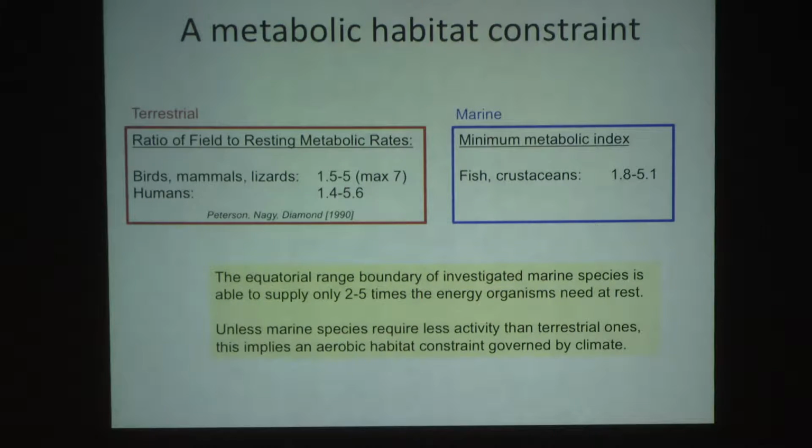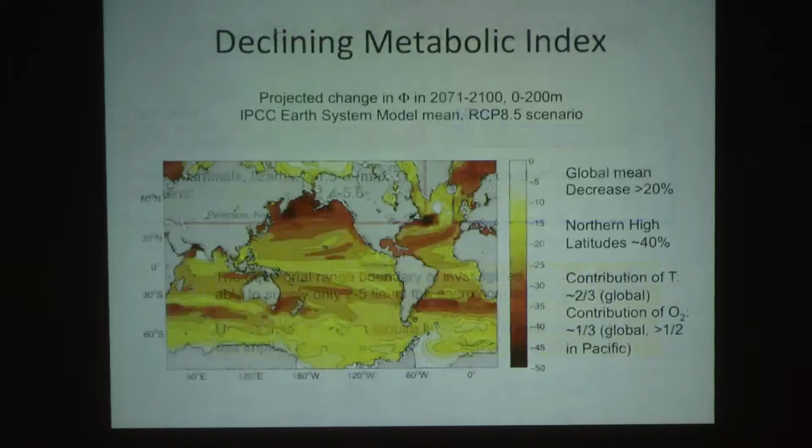Okay? Now those numbers hopefully sound a little bit familiar because they're basically the same kind of numbers that terrestrial ecologists have found for the active to resting metabolic rate ratio in all kinds of terrestrial species. So we think that this actually is indicating that the combination of oxygen and temperature as it influences supply to demand ratios is the operative constraint on how far south these northern hemisphere species can go.